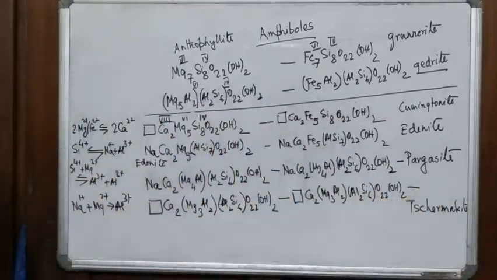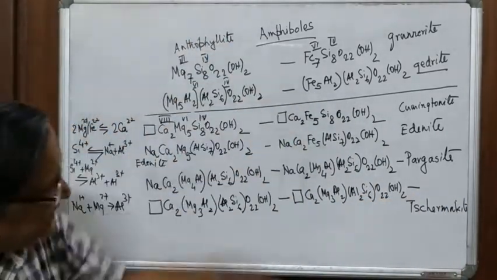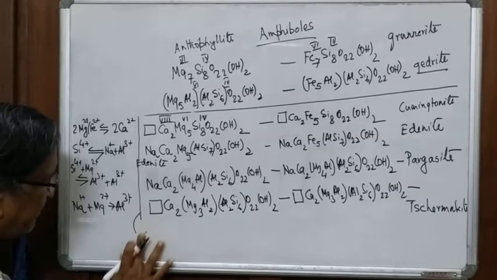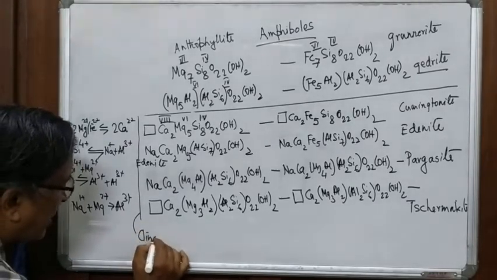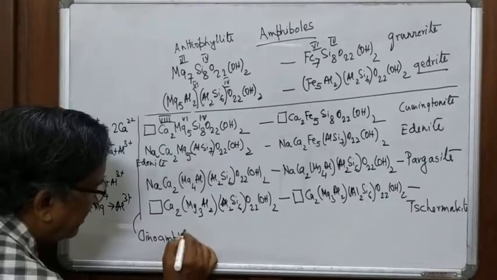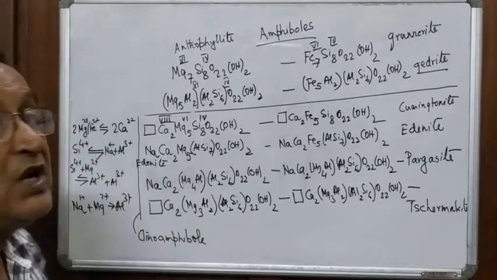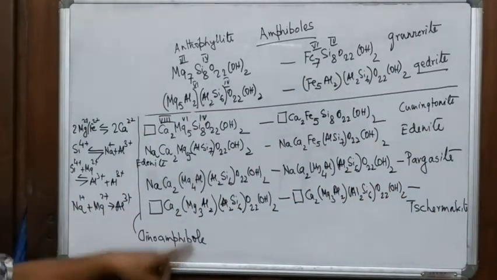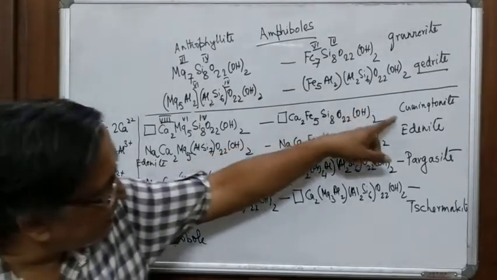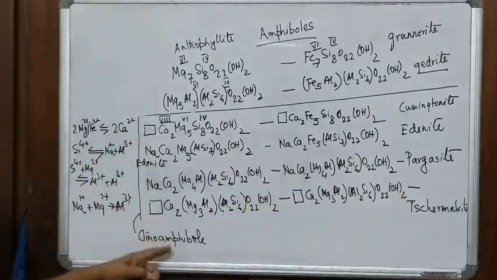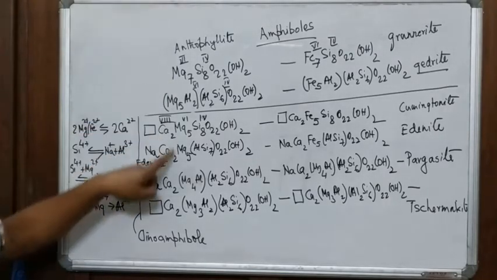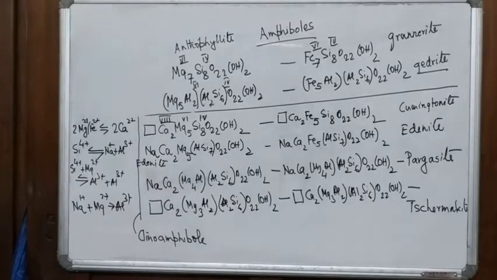This is called tschermakite. So now, all these are clinoamphiboles. All of them are in the monoclinic system, so they have inclined extinction. All of them are clinoamphiboles: cummingtonite, edenite, pargasite, tschermakite, all of them are clinoamphiboles. And these are the substitution schemes which you have to remember. So once you get this, you know how to derive the different chemical formulas. You don't have to mug it up.